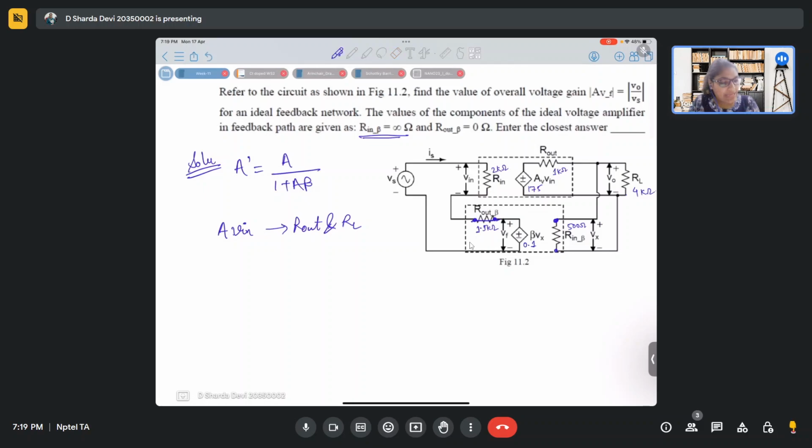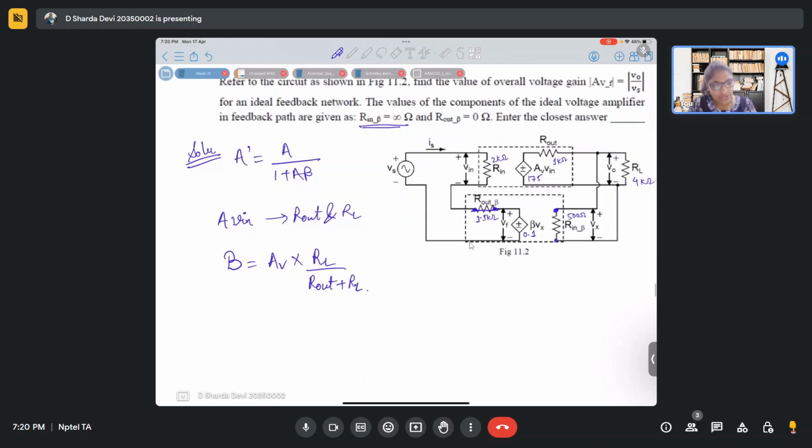So we only have the effect due to R out and RL. So now the gain will be distributed across RL and R out. How much is the gain that we are actually going to get across the load? Let me write it as B. The gain that we will get across the load will be AV into RL upon R out plus RL, right?